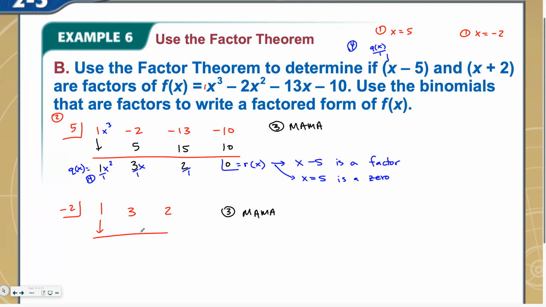So the 1 drops, and you multiply 1 times -2 is -2, 3 minus 2 is 1, and 1 times -2 is -2. We get a remainder of 0. So we have another factor. So this tells us this -2 came from the x plus 2. So x plus 2 is a factor, and x equals -2 is a 0. This -2 is a 0 because we got a remainder of 0.